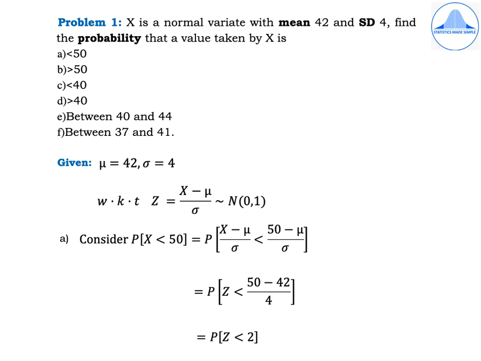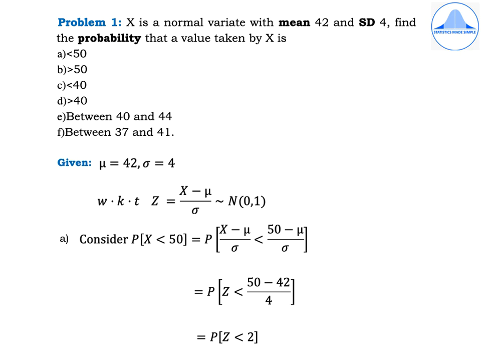Problem 1. X is a normal variate with mean 42 and standard deviation 4. Find the probability that a value taken by X is: there are 6 subdivisions. The first subdivision is less than 50, second greater than 50, third less than 40, fourth greater than 40, fifth between 40 and 44, and the sixth between 37 and 41. So let's start the solution.